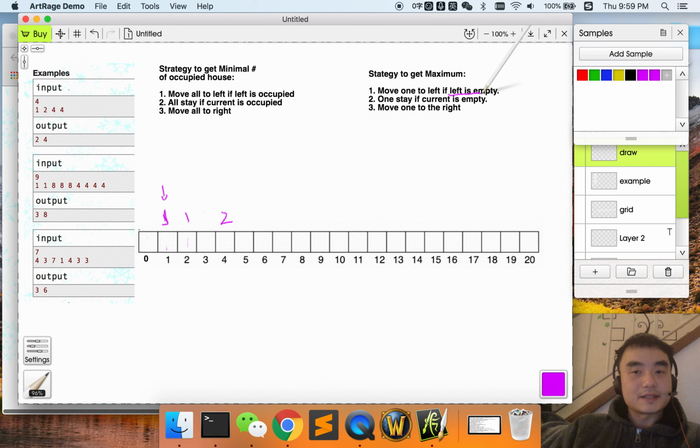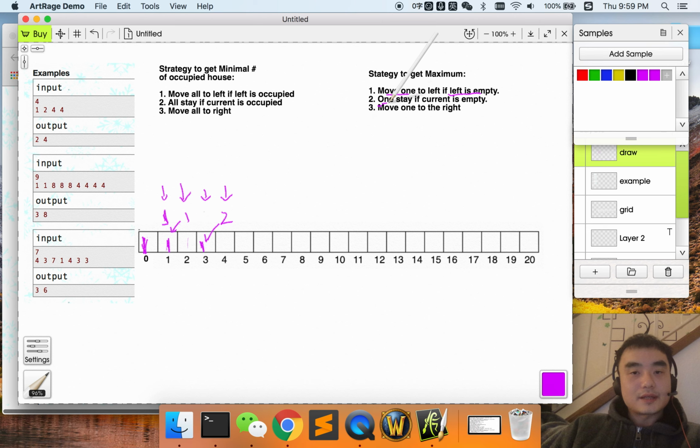Because its left is empty, so we move him. And for the next one, its left is also empty, so we move him, right? And for the next, nobody here, so we move on. And for the next, there are two people here, so we move one to the left if its left is empty, right? So one is here.